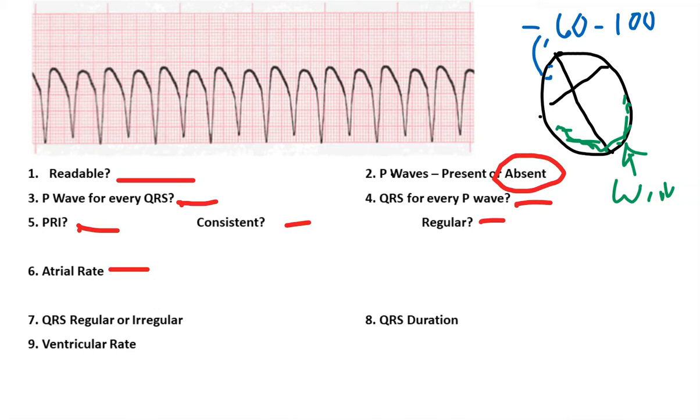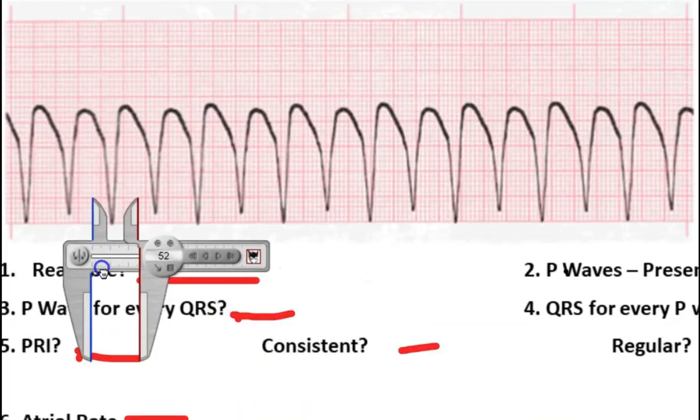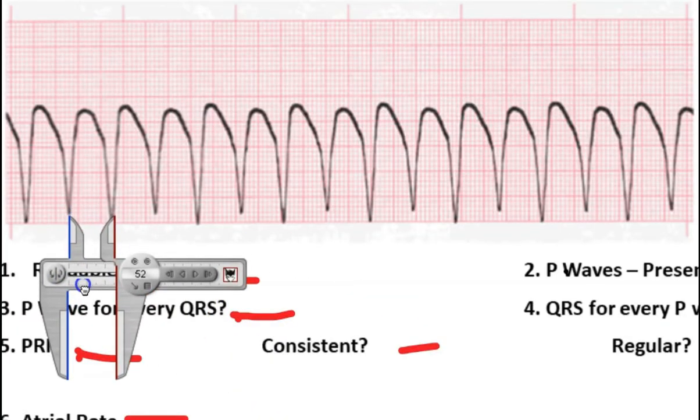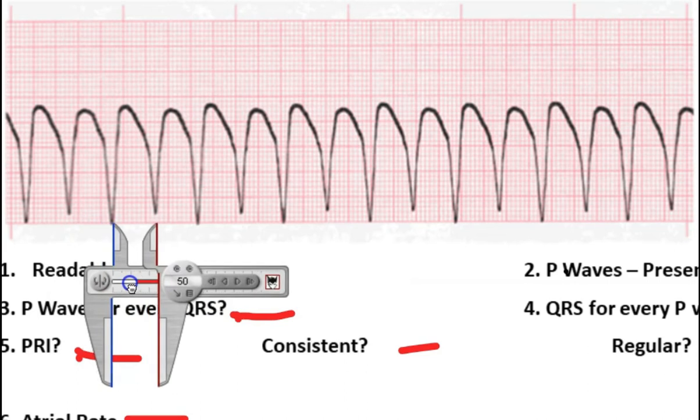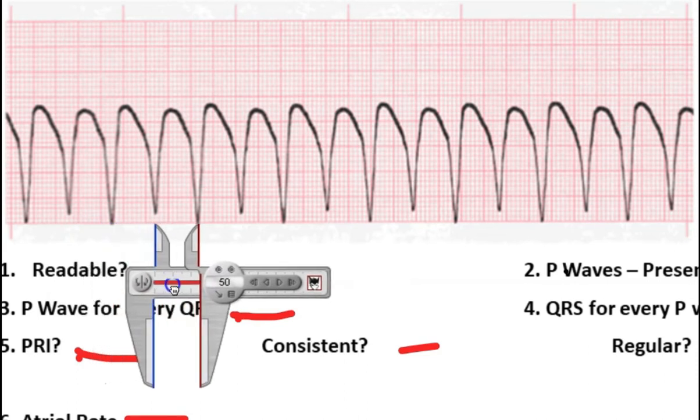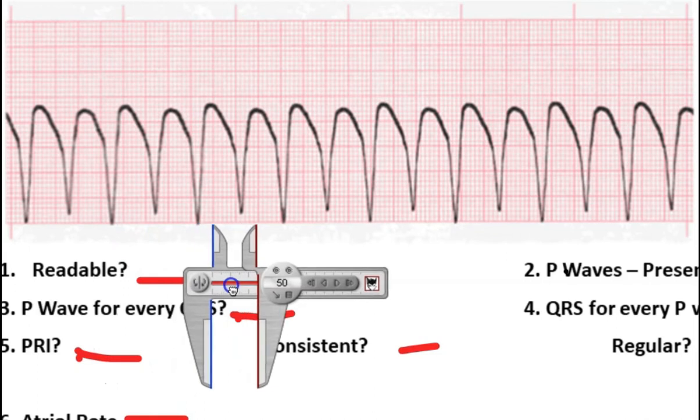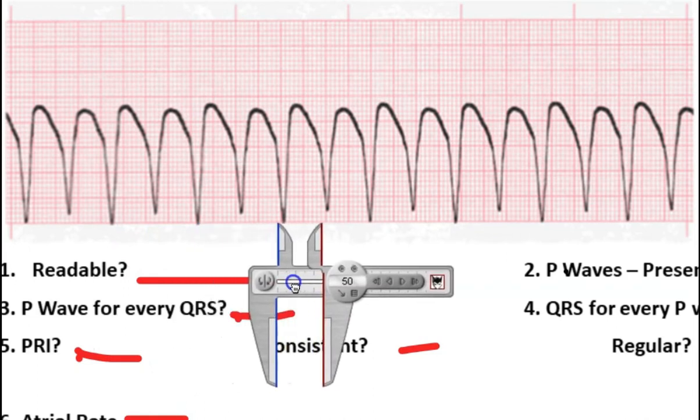Now our next area is going to be whether that QRS complex is regular or irregular. So in this case, we're going to take our calipers and start measuring R to R. When I measure that R to R, all I'm looking for is to see whether or not it is going to remain regular. And if I move this down, I do know that so far it appears to be regular.